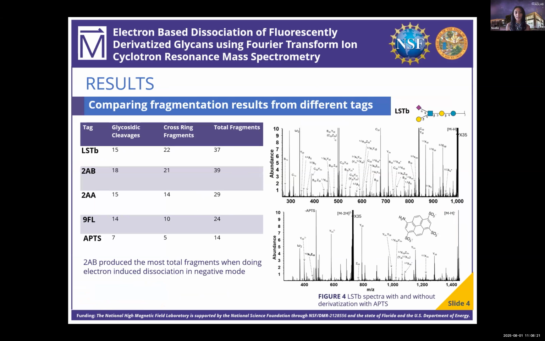So for the results of this project, we found that the 2AB molecule actually produced the most fragments when compared to the underivatized glycan and all the other tags. On the right are two spectra, the LSTB underivatized on the top and the APTS tag on the bottom. Even though there were fewer total fragments produced with APTS, we did see more unique fragmentation, so different fragments that we weren't able to see before.